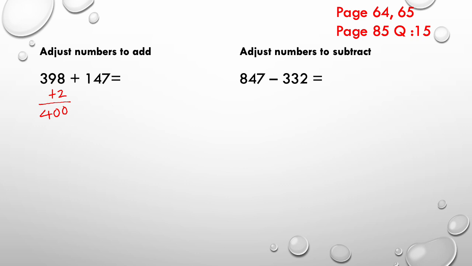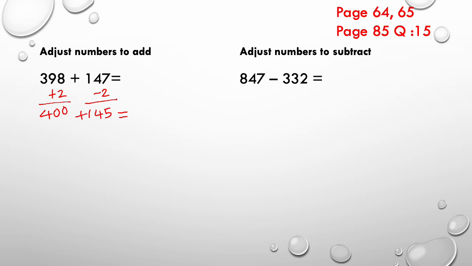Now when you add plus 2 here, when it is addition, you need to subtract 2 from the next number. That is very important. When you add a number to the first number, you need to subtract the same number from the second number, so you'll get 145. So the question will be replaced with 400 plus 145 equals.